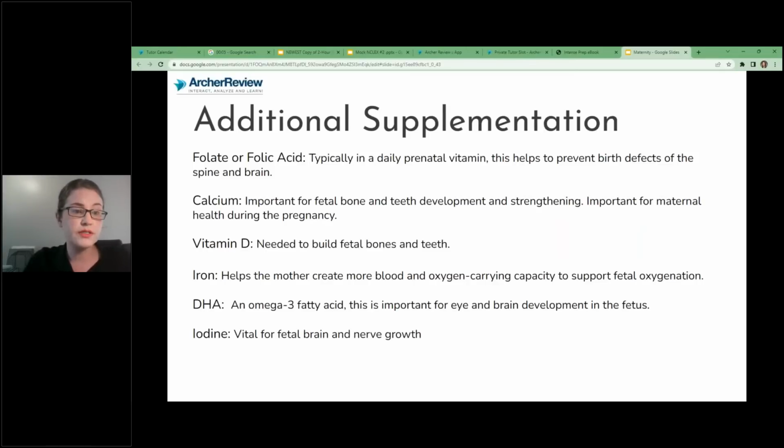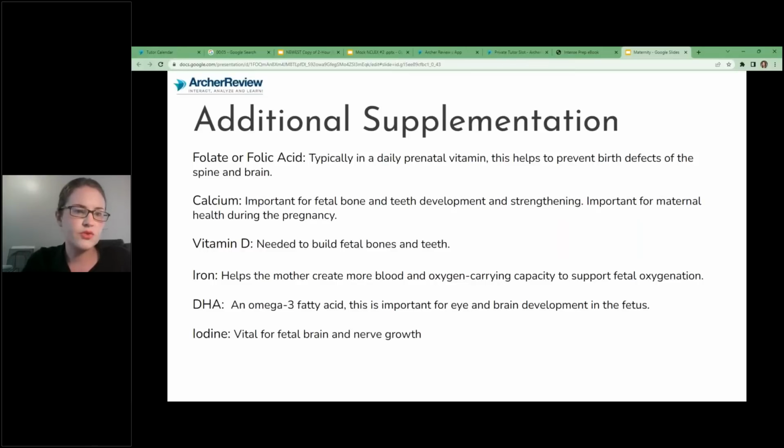Iron is going to be important. This helps the mother to create more blood and oxygen carrying capacity for the fetal oxygenation. So good iron intake is important. And remember, you can get iron in meats. You can get iron in foods like raisins. There's a lot of places you can get iron.